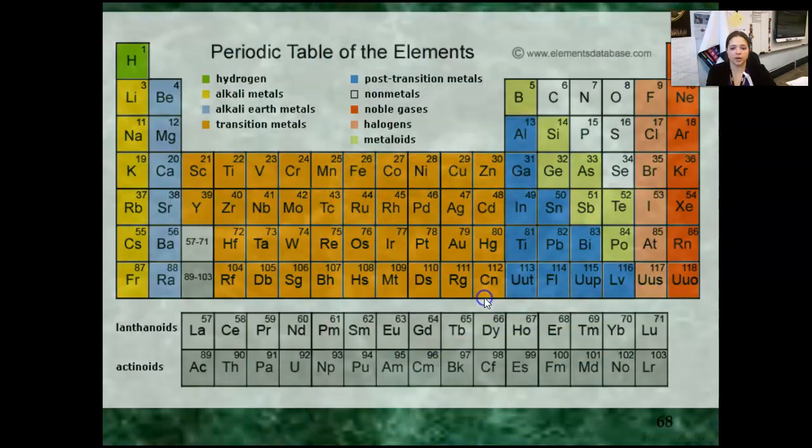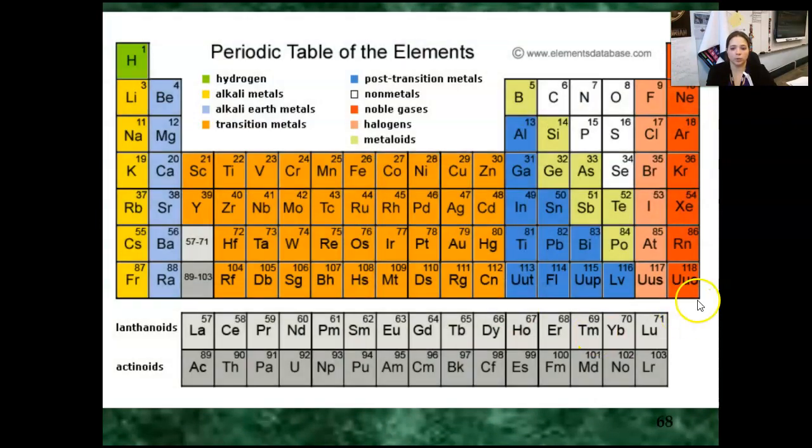So here's the periodic table. These are labeled now, so this is not an up-to-date one, but what we're really looking at is anything after uranium, which is right here, so 93 and up, all of those.